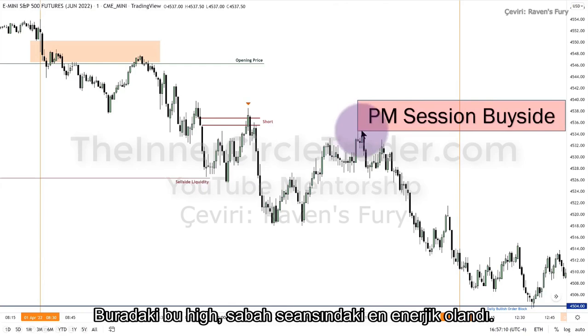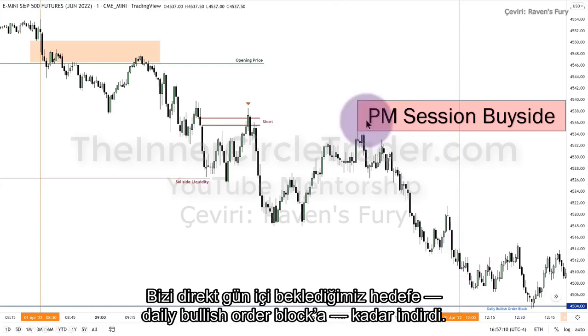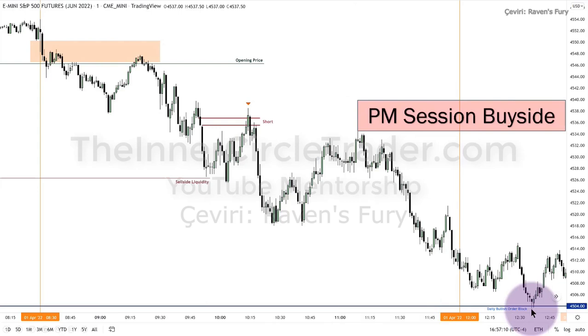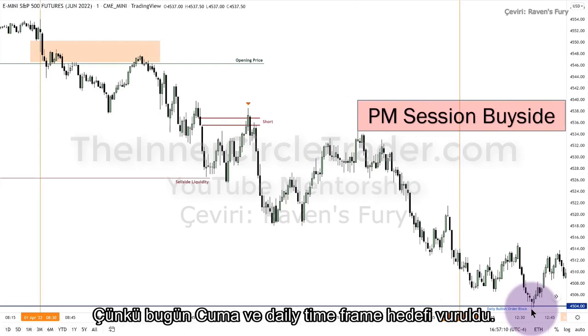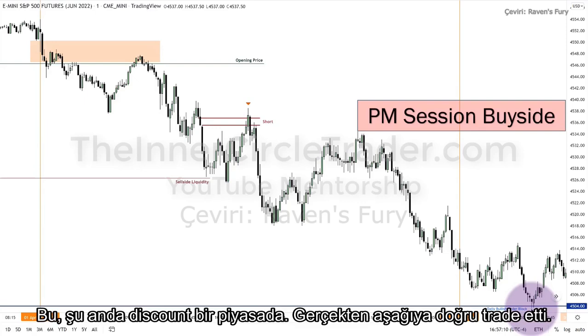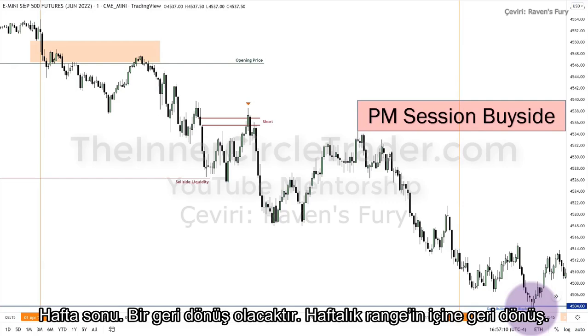This high here was the most energetic one in the morning session. It took us all the way down to what target we were looking for, the daily bullish order block. Because it's Friday, because it hit the daily time frame objective, it's in a discount market. It's really traded lower. End of week, there's going to be a retracement back into the weekly range.